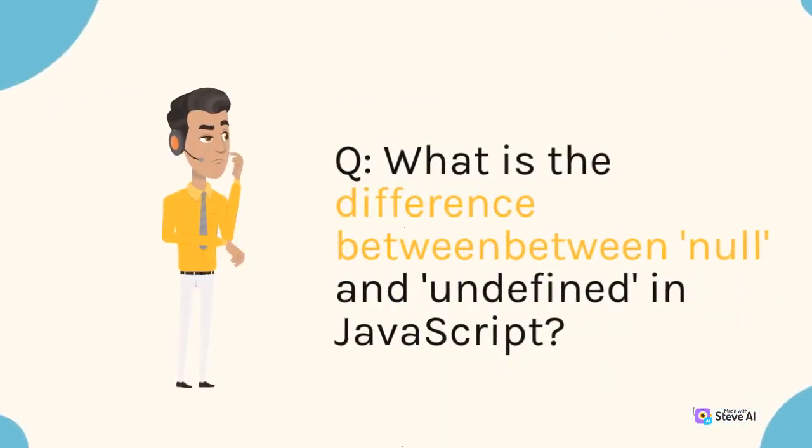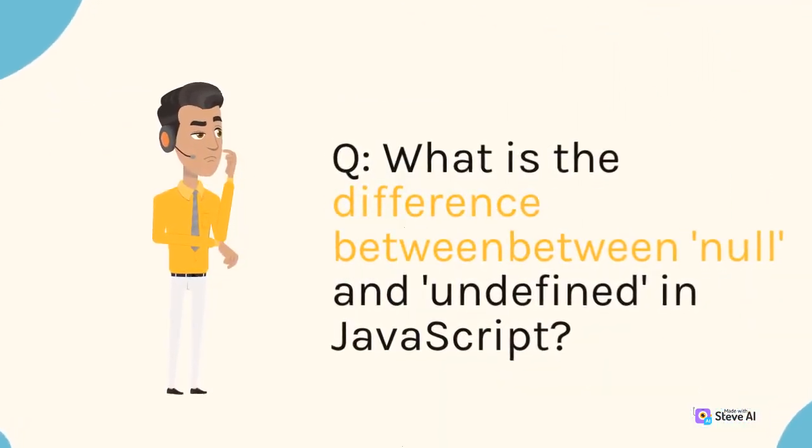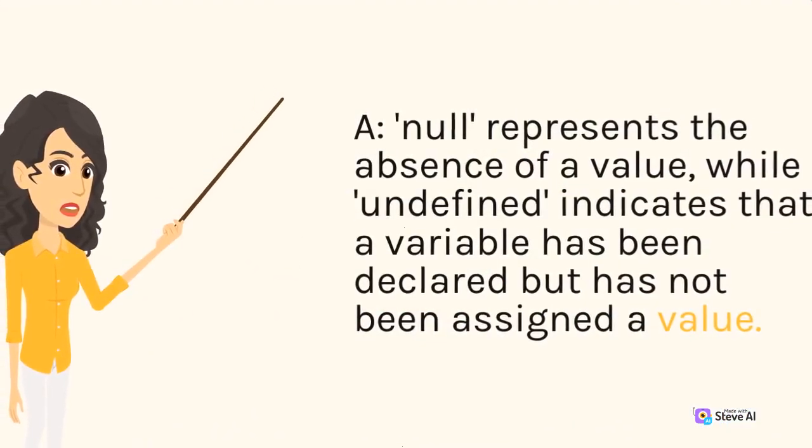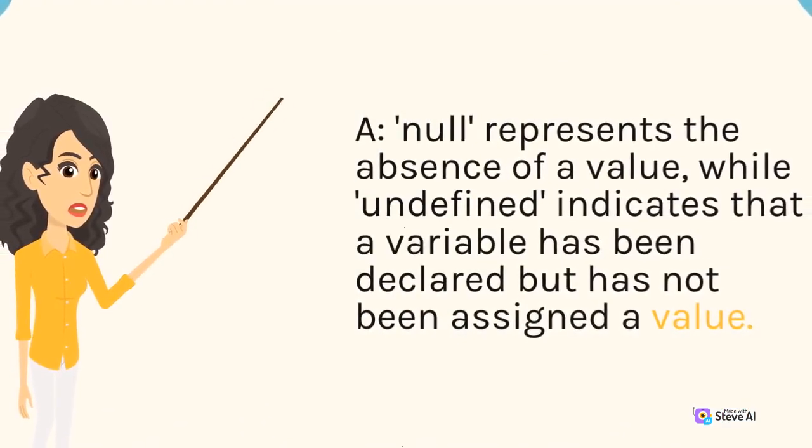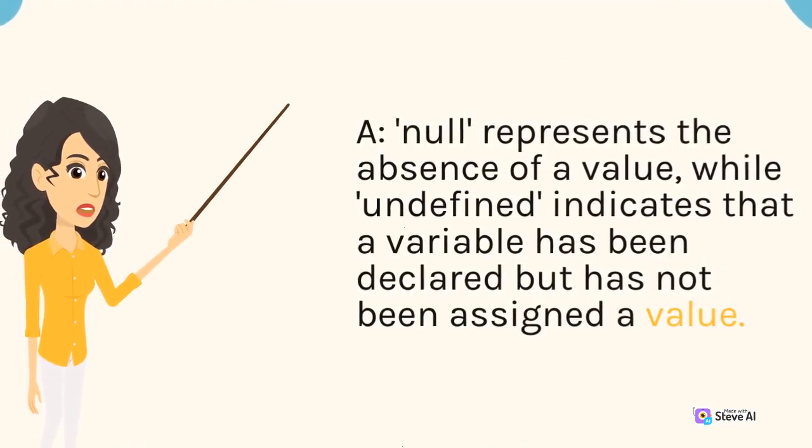Q. What is the difference between null and undefined in JavaScript? A. Null represents the absence of a value, while undefined indicates that a variable has been declared but has not been assigned a value.